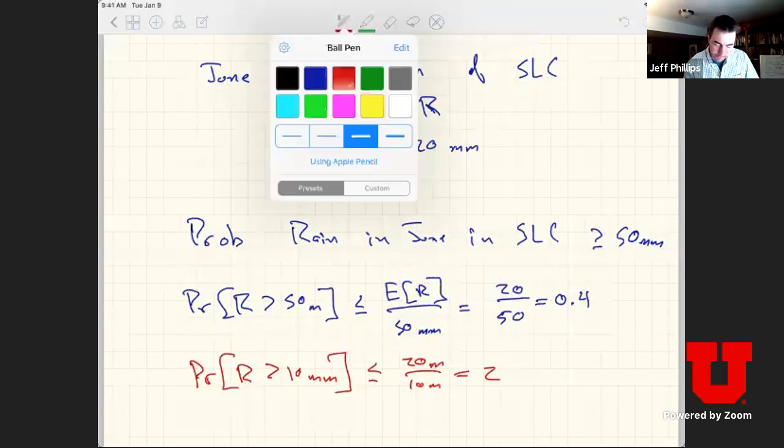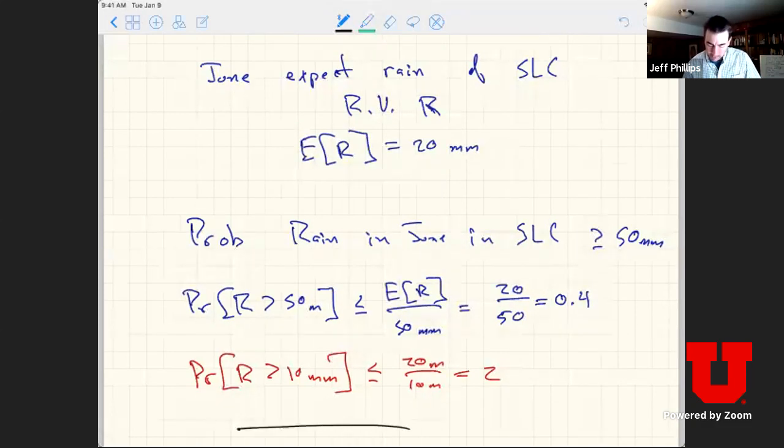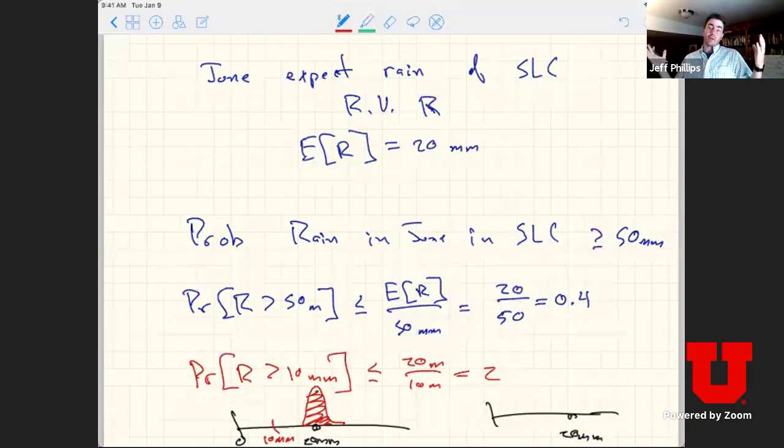Well, this makes sense, right? I could think of these two different distributions again. One is the expected value is 20 millimeters. Here's 0. And I can have two distributions here. One of these might be like this, so the distribution is very concentrated. And so if I write 10 millimeters, it's always greater than 10 millimeters, so it is probability 1, right? So it could be very concentrated. So just knowing the expected value, I can't say any more.